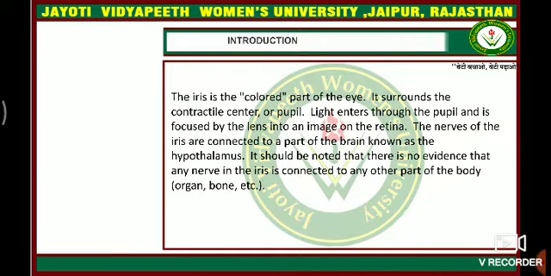Iris is a flat and ring-shaped membrane behind the cornea of the eye with an adjustable circular opening in the center called the pupil. This is the structure that provides an individual with eye color. The iris is made up almost entirely of connective tissue and smooth muscle fibers. The nerves of the iris are connected to the part of the brain known as the hypothalamus.